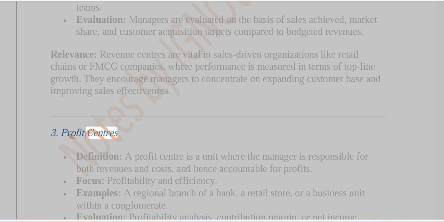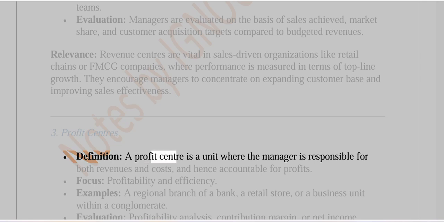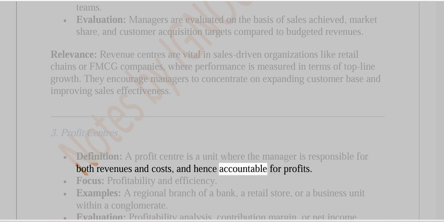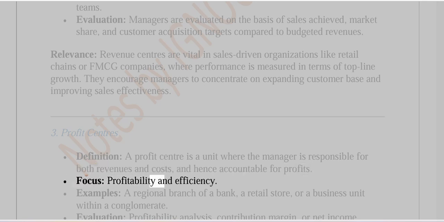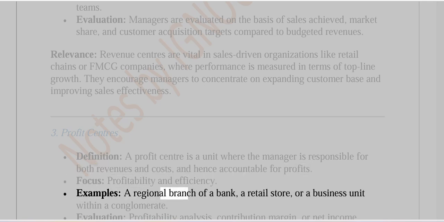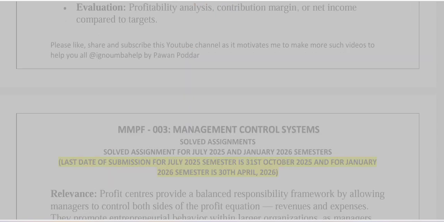3. Profit centers. Definition: a profit center is a unit where the manager is responsible for both revenues and costs, and hence accountable for profits. Focus: profitability and efficiency. Examples: a regional branch of a bank, a retail store, or a business unit within a conglomerate. Evaluation: profitability analysis, contribution margin, or net income compared to targets.